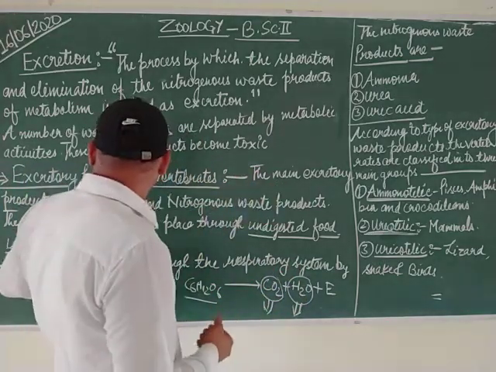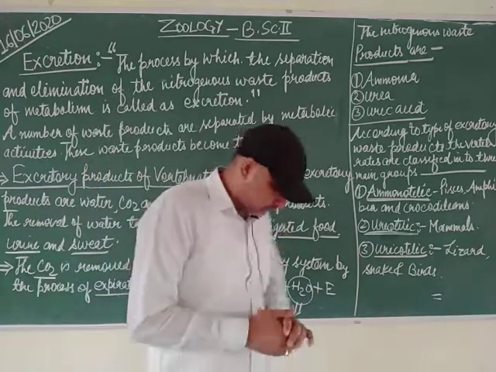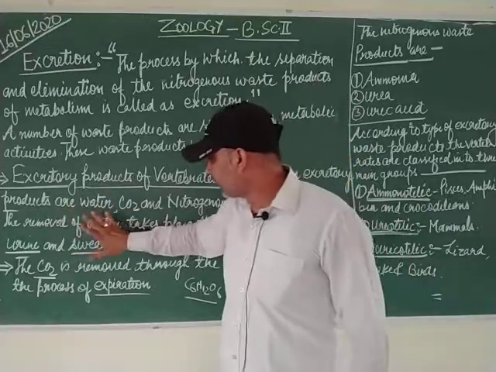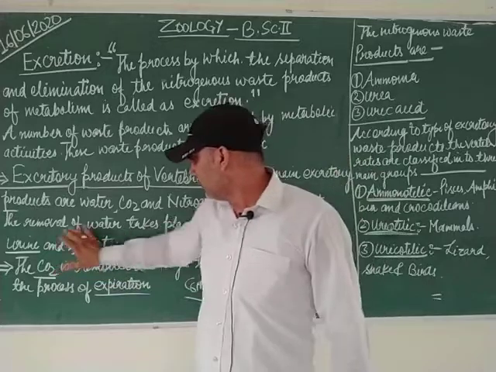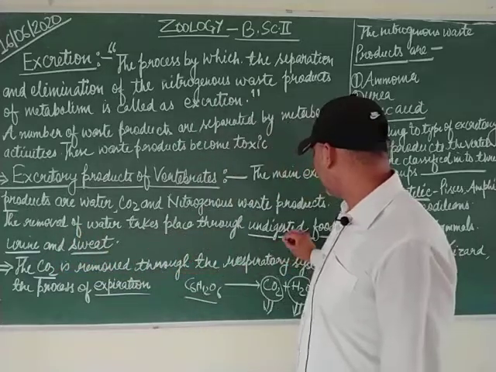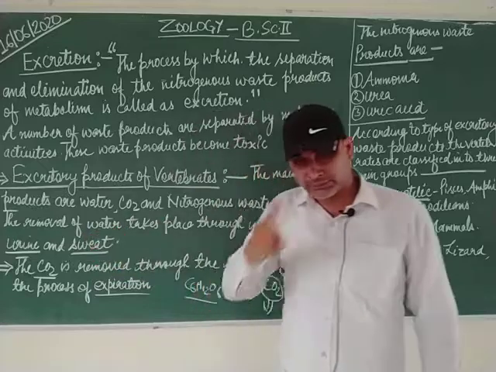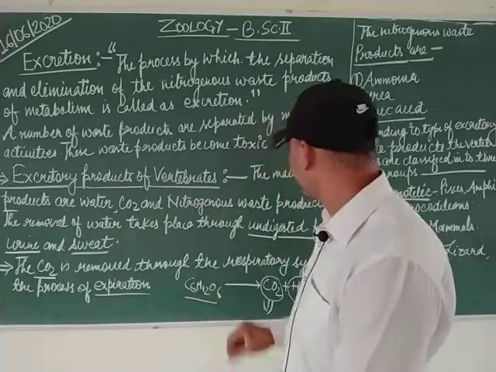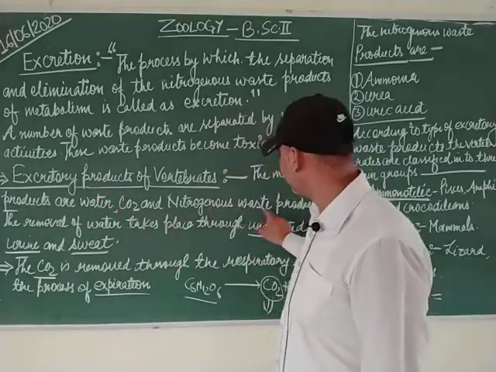The main excretory products are water, CO2 and nitrogenous waste products. The removal of water takes place through the undigested food, urine and sweat. First understand the first sentence: the main excretory products are water, CO2 and nitrogenous waste products.